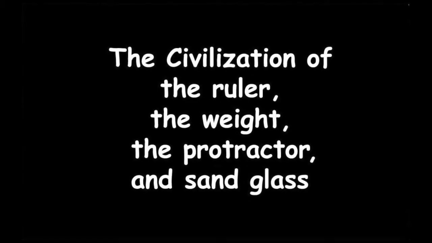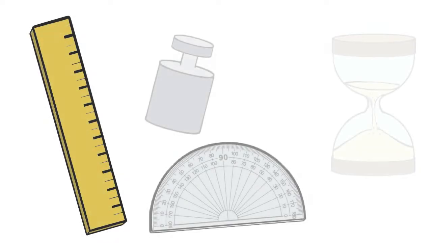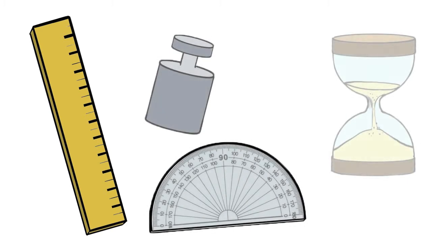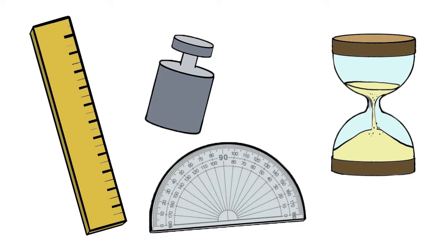civilization of the ruler, the weight, the protractor, and sand glass. Since ancient times, humans have ascertained the size, amount, or degree of something by using an instrument or device such as ruler, spring balance, protractor, or sand glass.